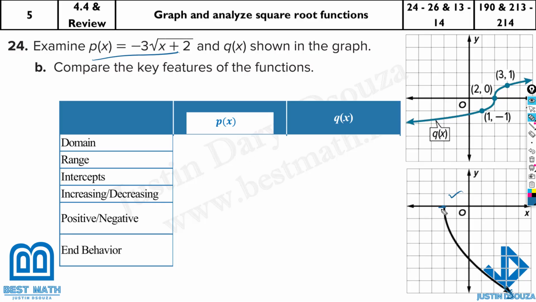The domain is not all real numbers. Domain for a square root: make this greater than or equal to 0. X plus 2 must be greater than or equal to 0. So x is greater than or equal to minus 2. So the domain is x must be greater than or equal to minus 2. That's it. Now, what about the range?